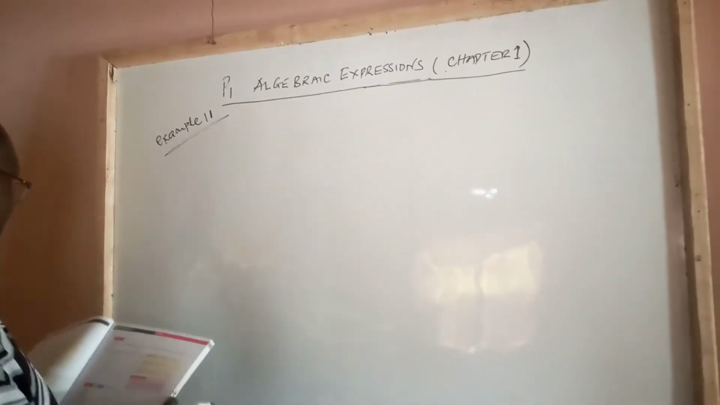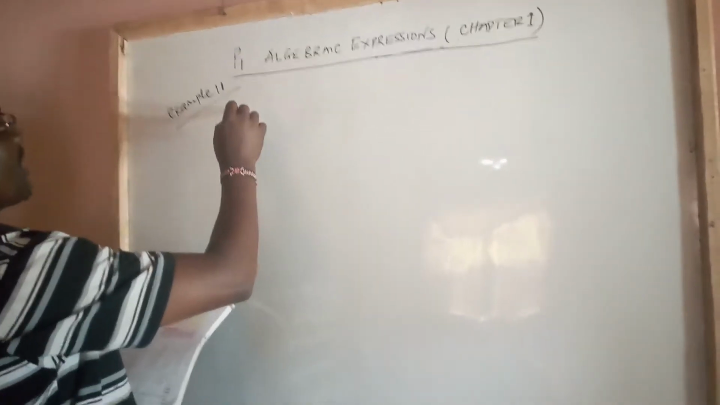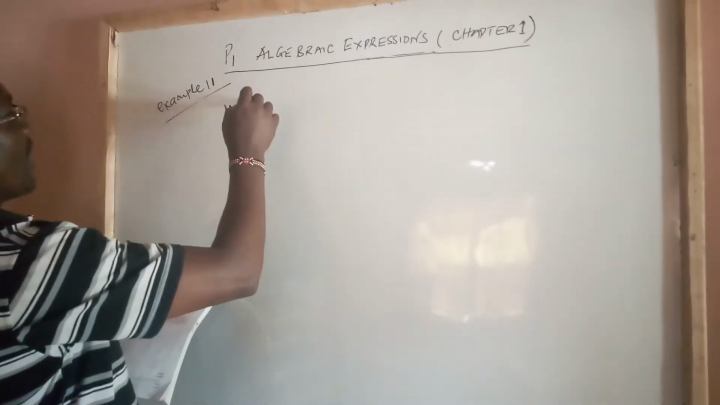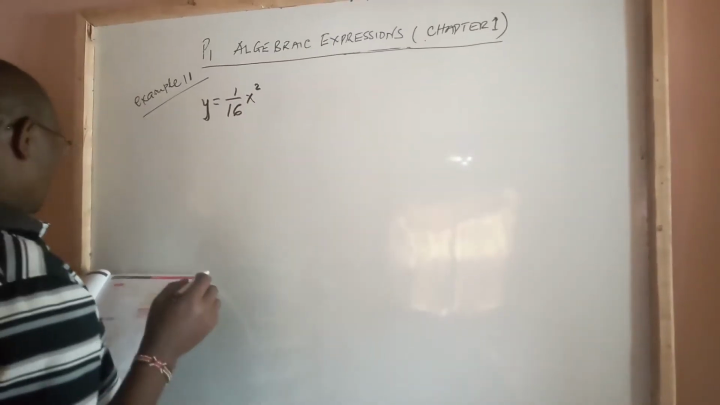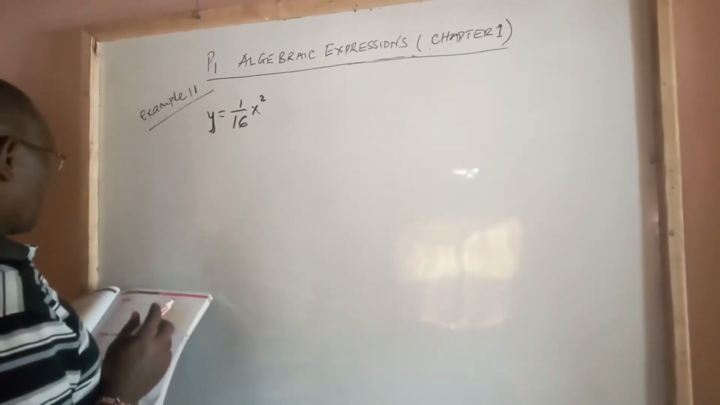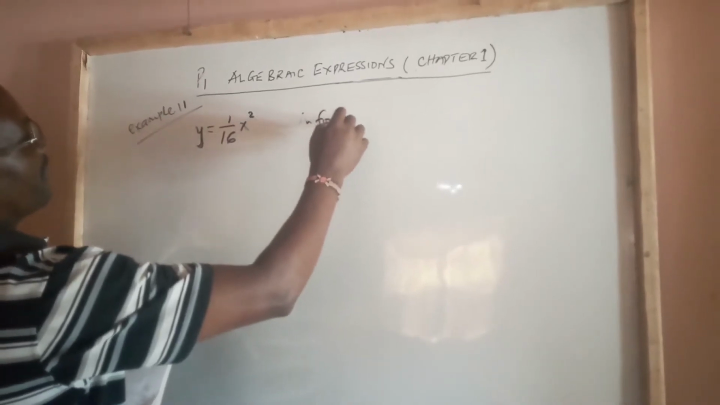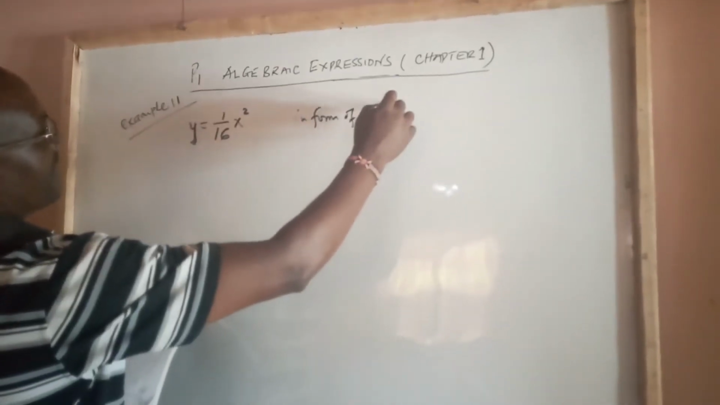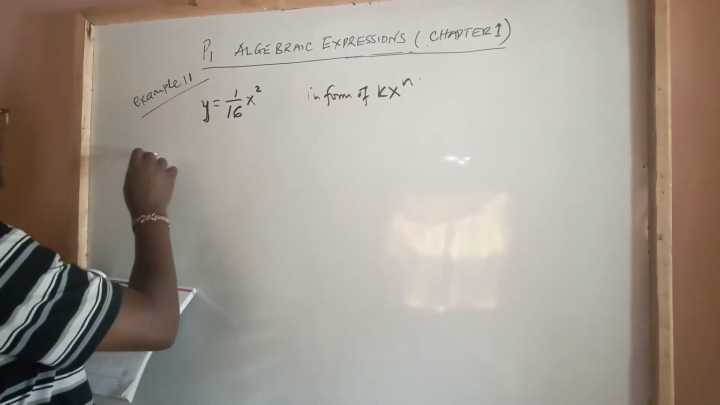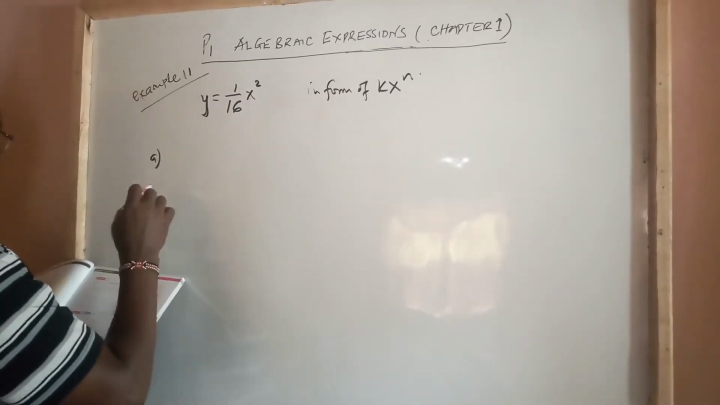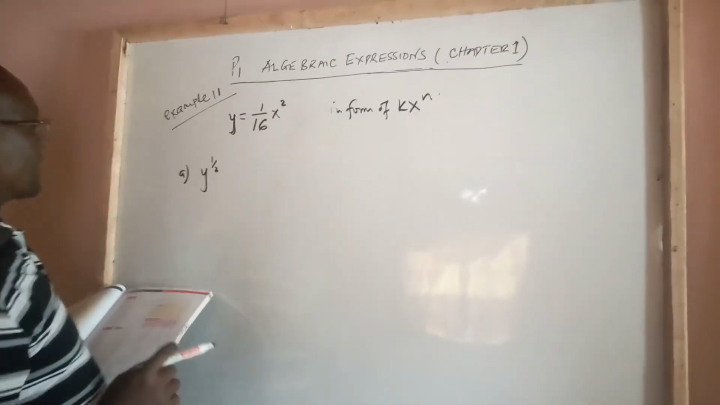Example 11, we are told that given that y is equal to 1 over 16x squared, express each of the following in the form of kx raised to power n. Express the following, and part A, we are supposed to express y raised to power half in the form of kx raised to power n.